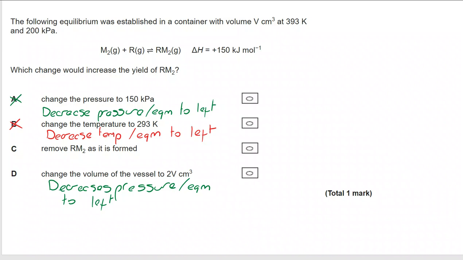However, if I remove RM2 as it's formed, then the system is going to shift the equilibrium to try to replace that RM2. Equilibrium shifts to the right, yield increases. Correct answer is C.